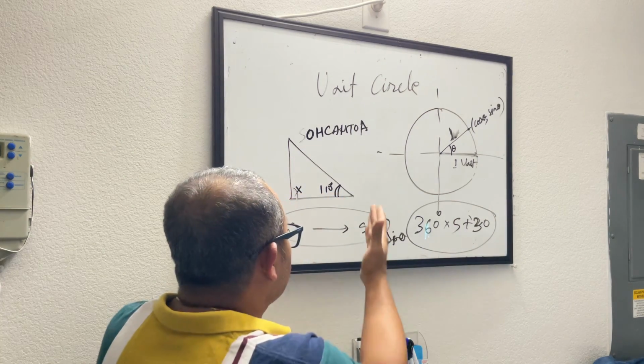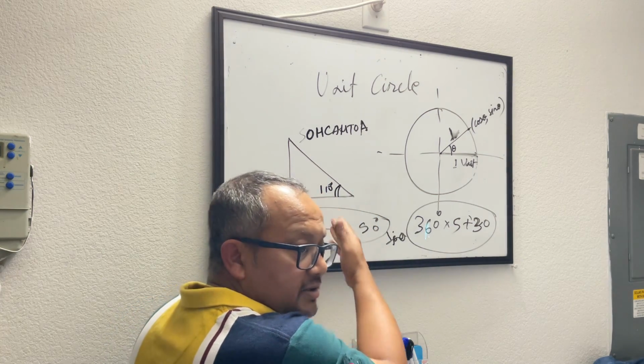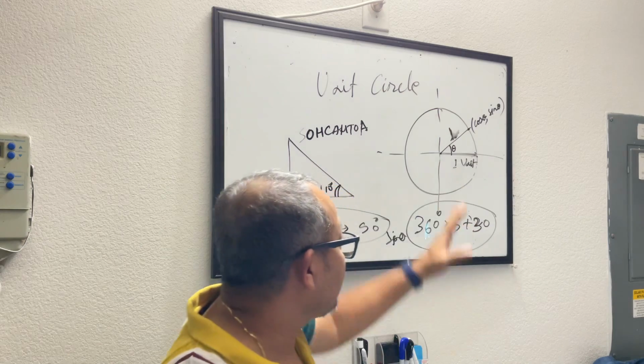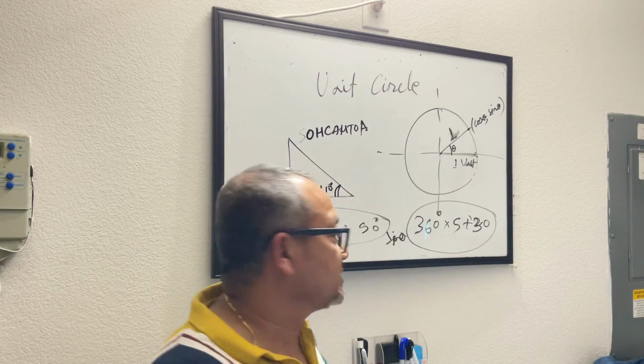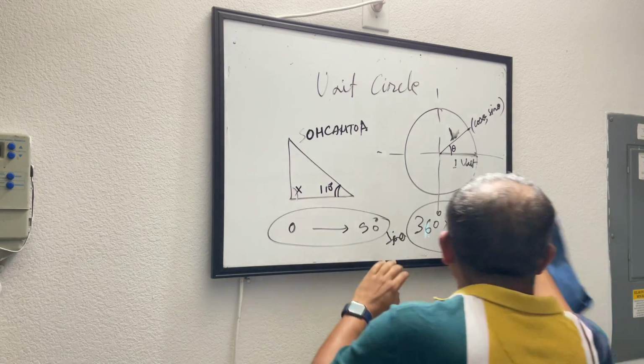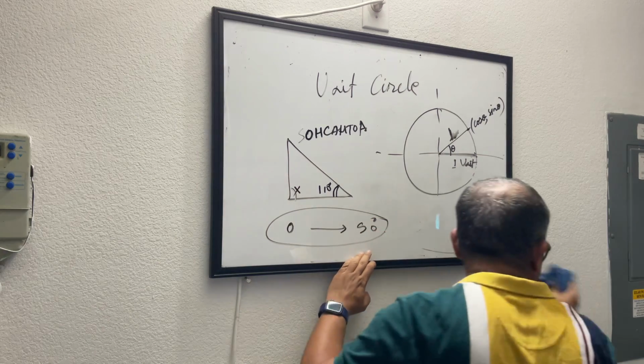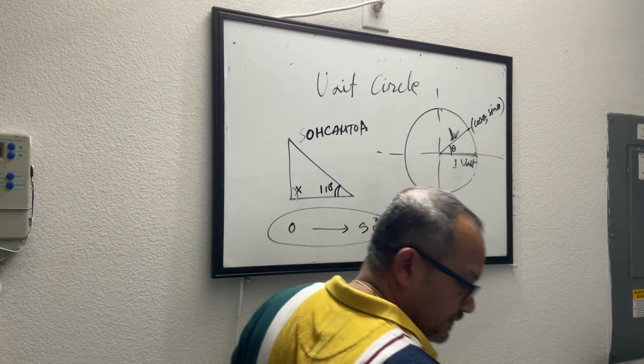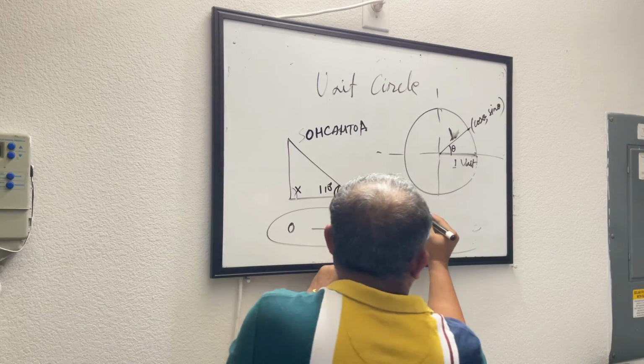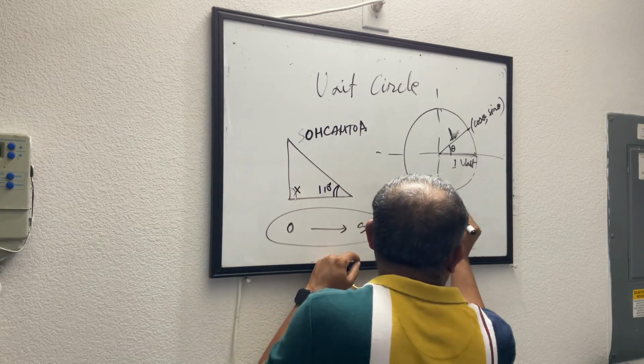Right angle triangle has a limitation that we cannot go beyond 90 degree. This one tells, if you have to find out, let's say, sine of 405 degrees, okay?